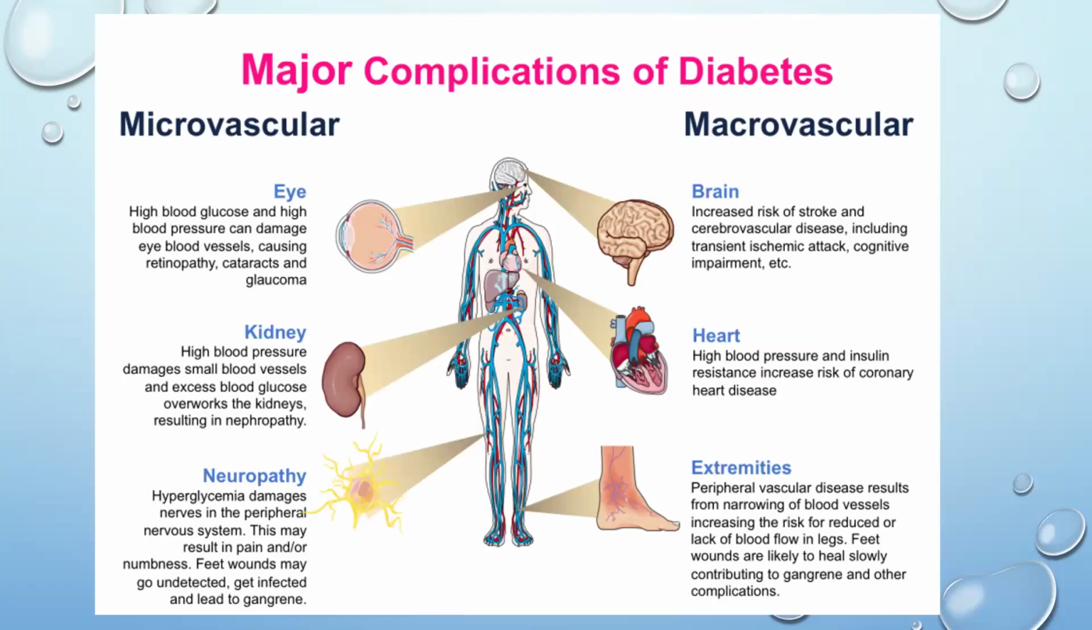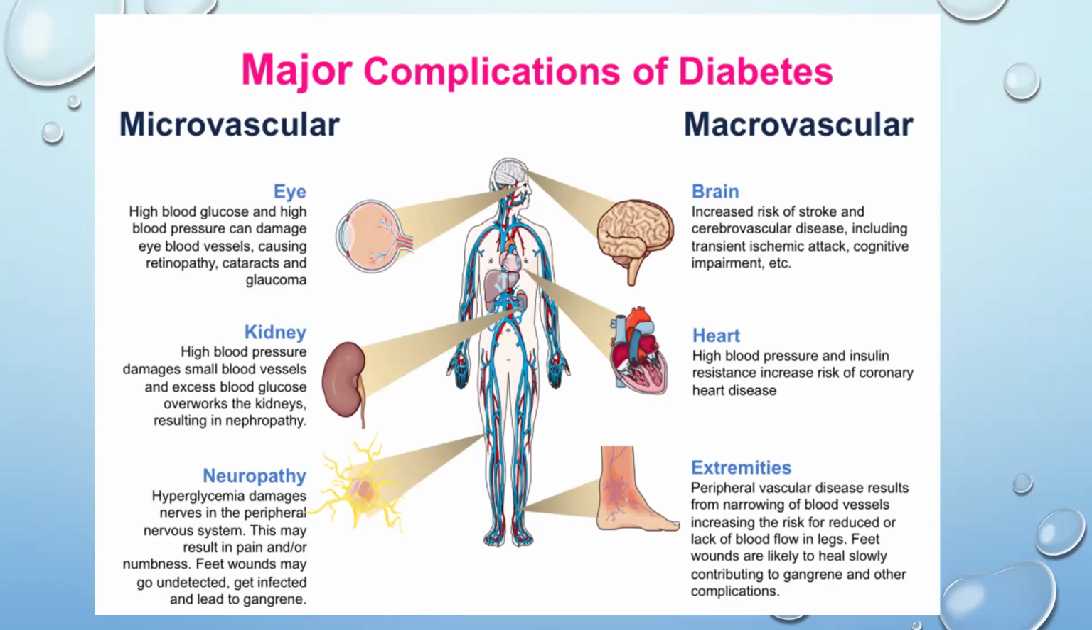Coming to the complications of diabetes, diabetes has macrovascular and microvascular complications. The macrovascular complications involve the brain, heart, and extremities. So it can lead to cerebrovascular accidents. In the heart, it can lead to myocardial infarction and the risk for coronary heart disease. And in the extremities, it can lead to peripheral vascular disease, which results basically from the narrowing of the blood vessels, increasing the risk for reduced or lack of blood flow in the legs.